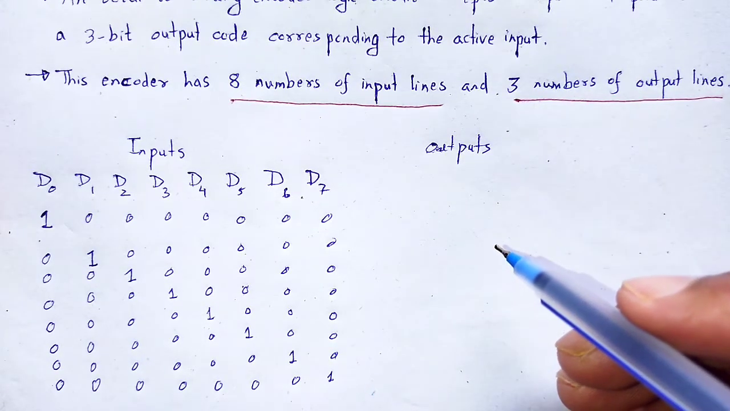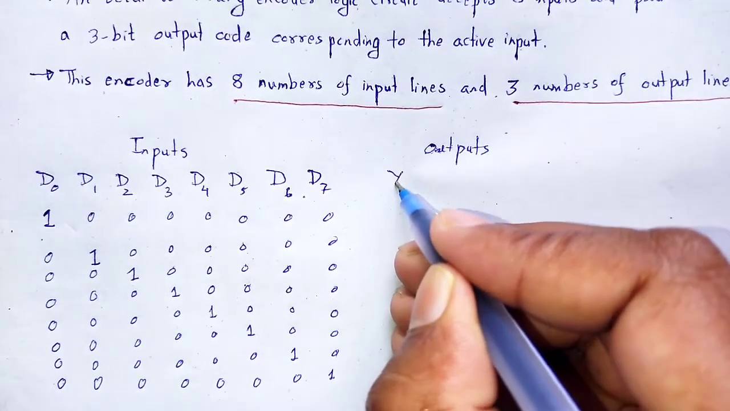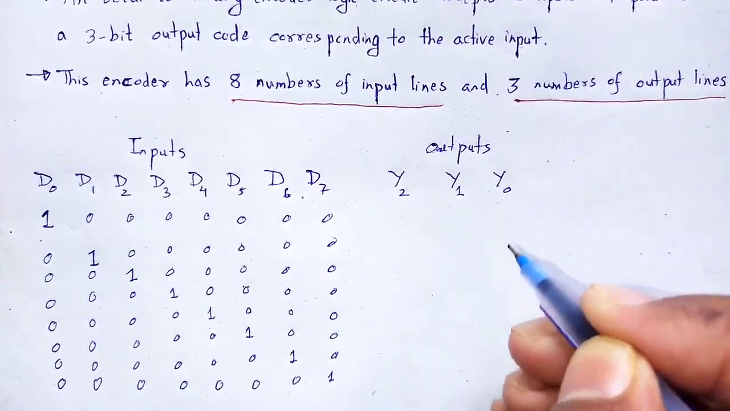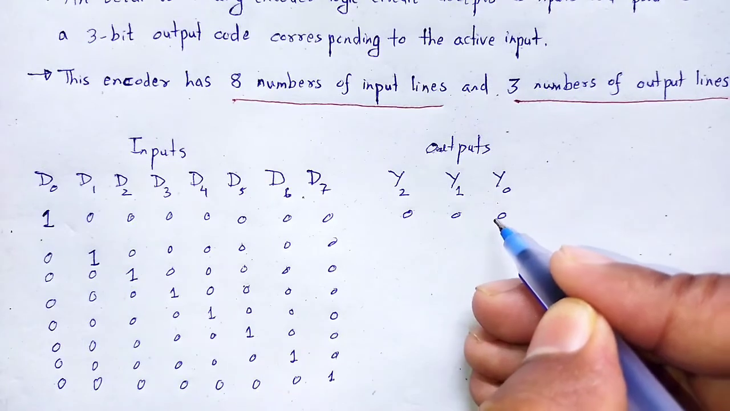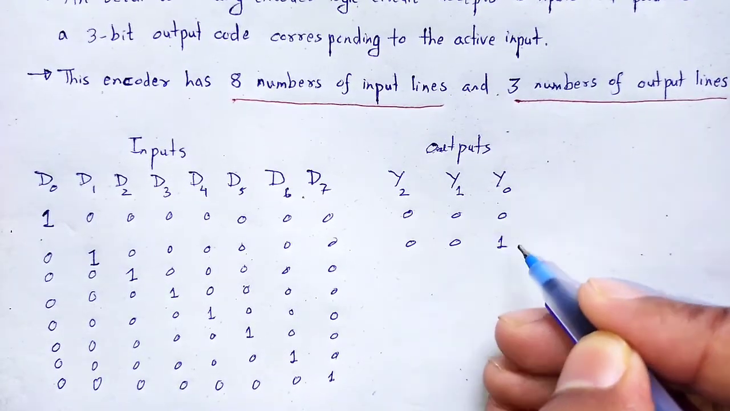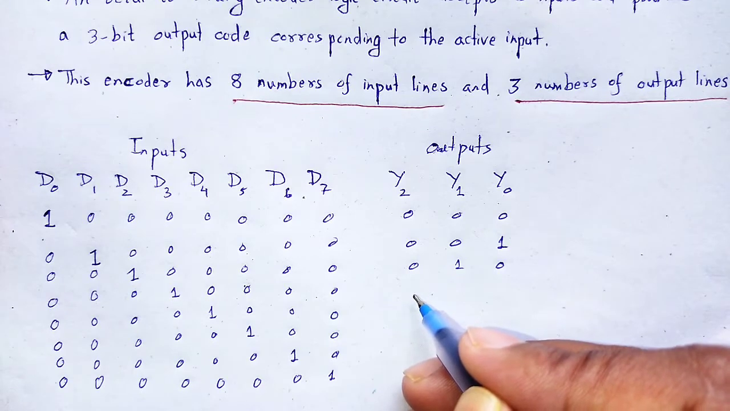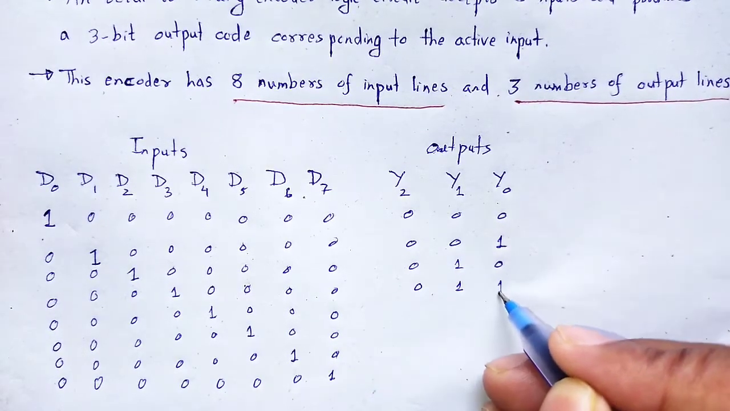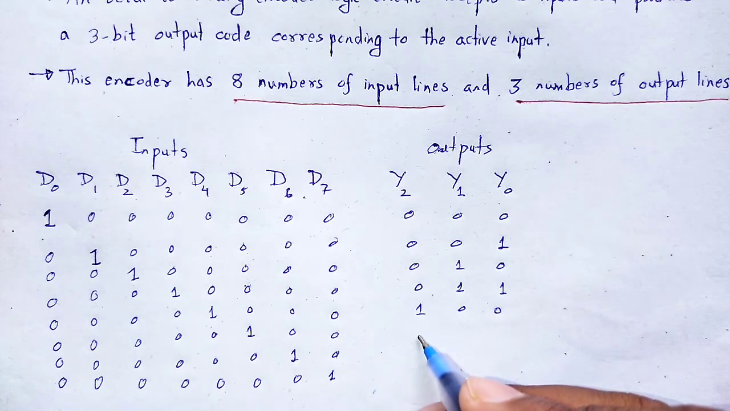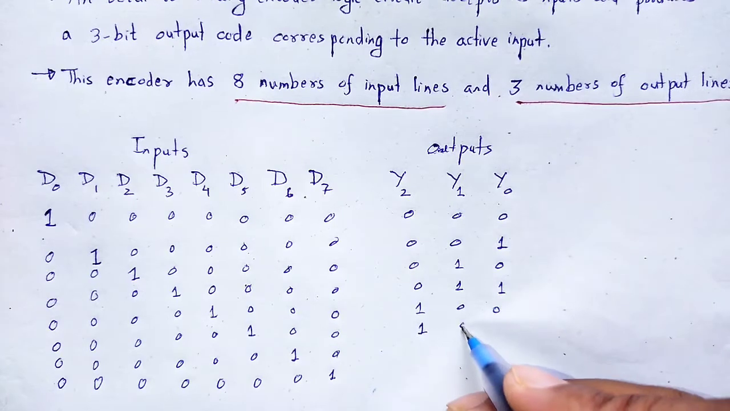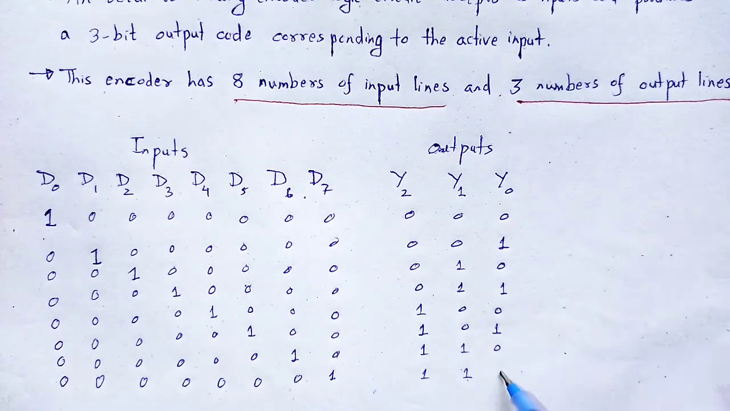At output there are 3 outputs, named as y2, y1, y0. Since it has 3 outputs, the possible combinations are 000, 001, 010, 011, 100, 101, 110, 111.